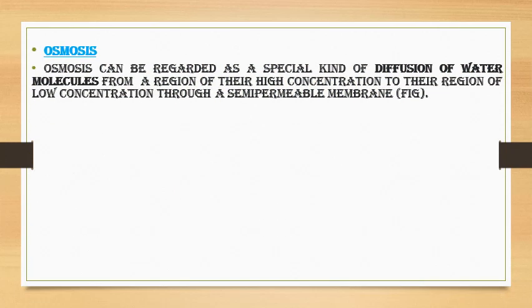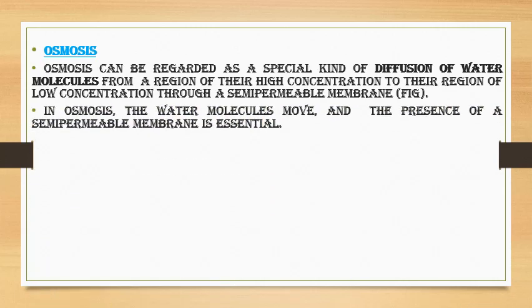Osmosis. It can be regarded as a special kind of diffusion of water molecules from a region of their high concentration to a region of low concentration through a semi-permeable membrane. In osmosis, the water molecules move, and the presence of a semi-permeable membrane is essential.